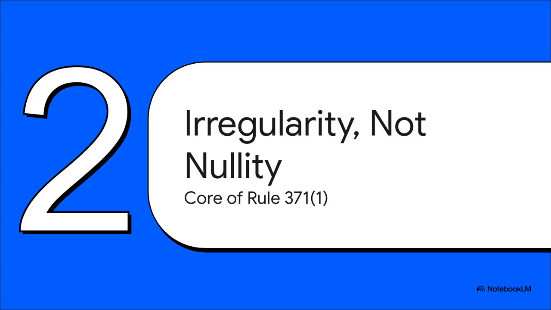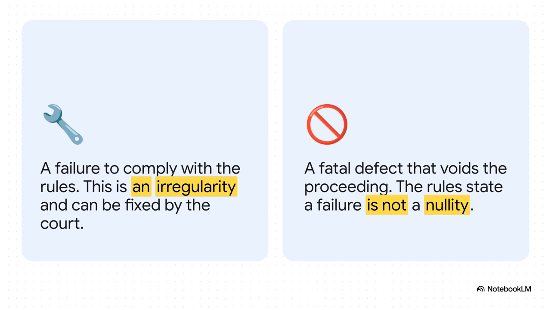Okay, the absolute core principle you have to grasp, and you will be tested on this, is the distinction made in Rule 371, Subrule 1. The rules draw a really bright line in the sand here. On one side, you have an irregularity. Think of this as a procedural slip-up, a mistake that the court has the power to fix. On the other side, you have a nullity. Now that's a fatal flaw, something so wrong it makes the whole proceeding void from the start. The game-changing takeaway from Rule 371 is that almost every failure to comply with the rules is treated as a fixable irregularity.